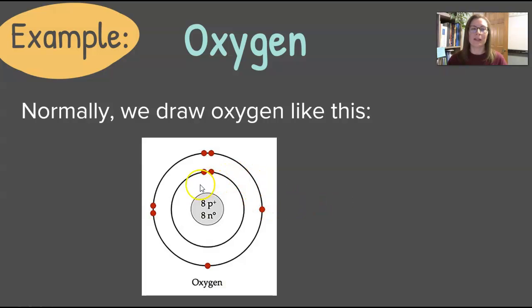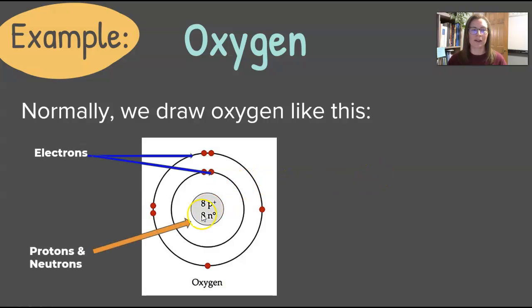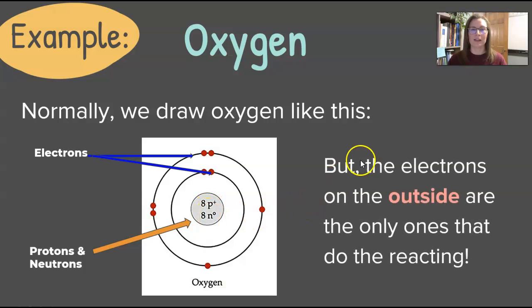All right, so normally when we have an element in a Bohr model like oxygen here, we have our electrons, we have our 8 protons and 8 neutrons in the nucleus, but it's these electrons outside that do the reacting in a chemical reaction. So it's these 1, 2, 3, 4, 5, 6 electrons that are important.